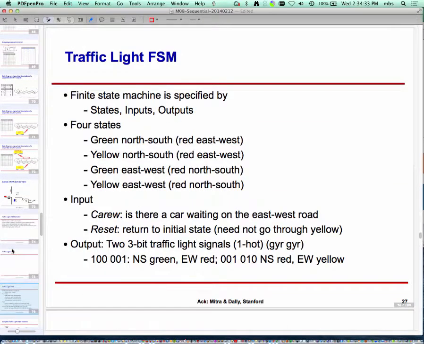And what we have to do is to design that state machine. So any state machine would have inputs, outputs, and states. So in this particular case, we have to think about what can be our states. What are the possible configurations of the system?